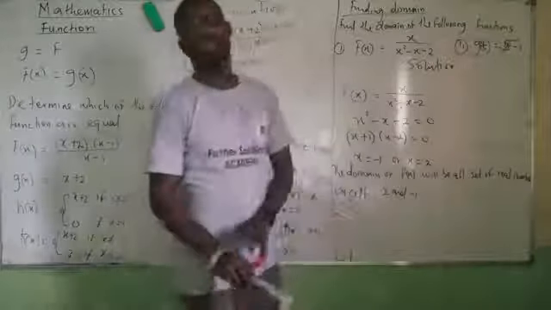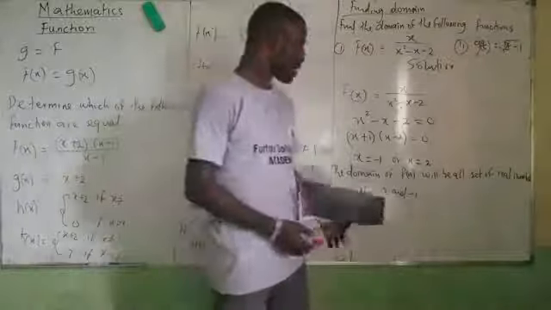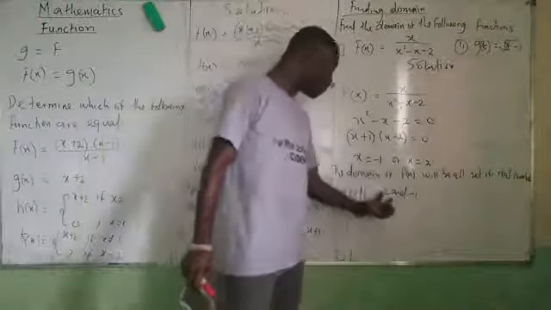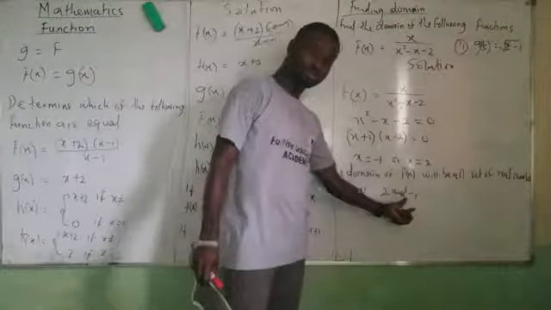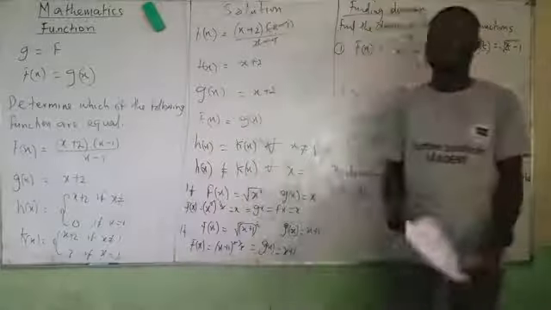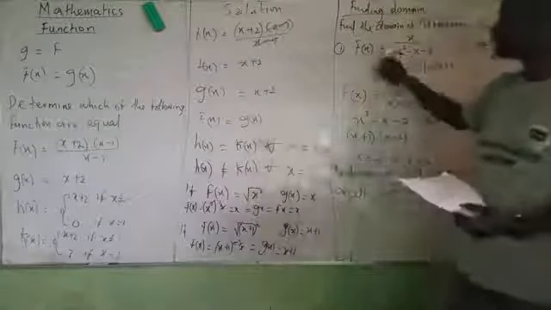Any other thing is a domain. Any other number is in the domain except this number. It means when you remove these 2 and minus 1 from the real numbers, the other numbers are the domain of this particular function.